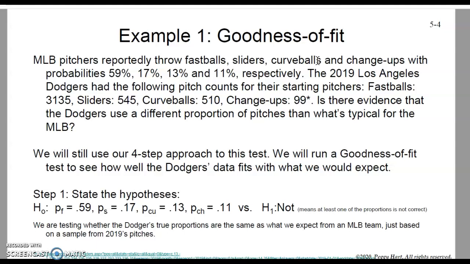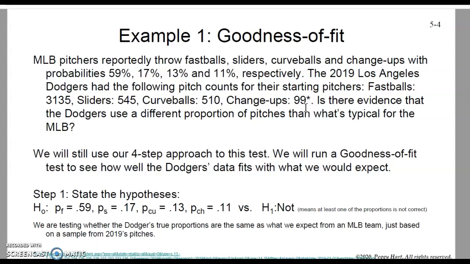The 2019 Los Angeles Dodgers, however, had the following pitch counts for their starting pitchers. Their fastballs were over 3,000, their sliders were 545, their curveballs were 510, and their changeups were 99. Our question is, is there evidence that the Dodgers really use a different proportion of pitches than what's typical for the MLB? So that's the kind of question we might want to ask: are we different than what is expected in a population?